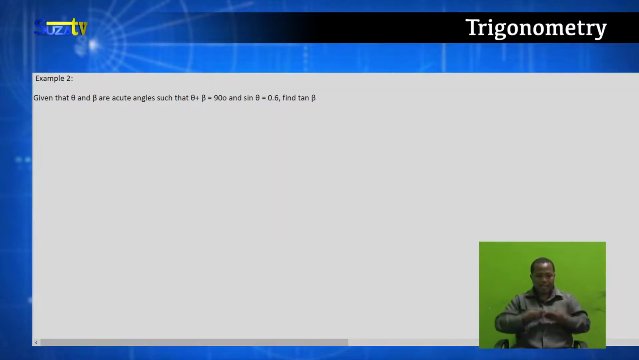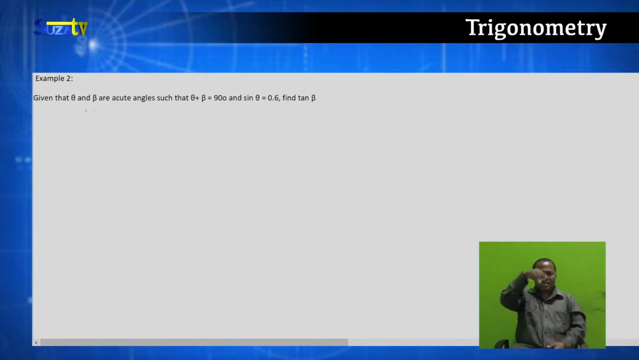Okay, so now let us see another example after we have done the first example. This example number 2 says, given theta and beta are acute angles such that theta plus beta is equal to 90 degrees and sine theta is equal to 0.6, find tangent beta.